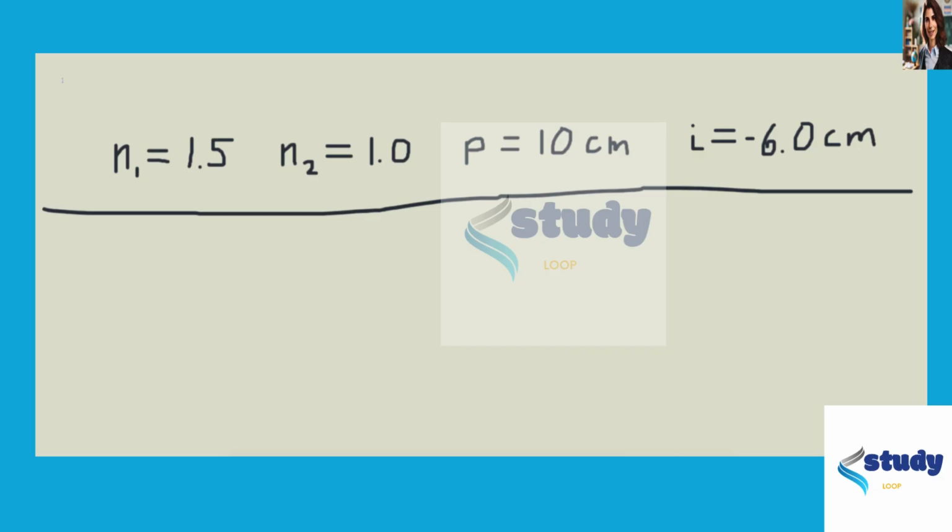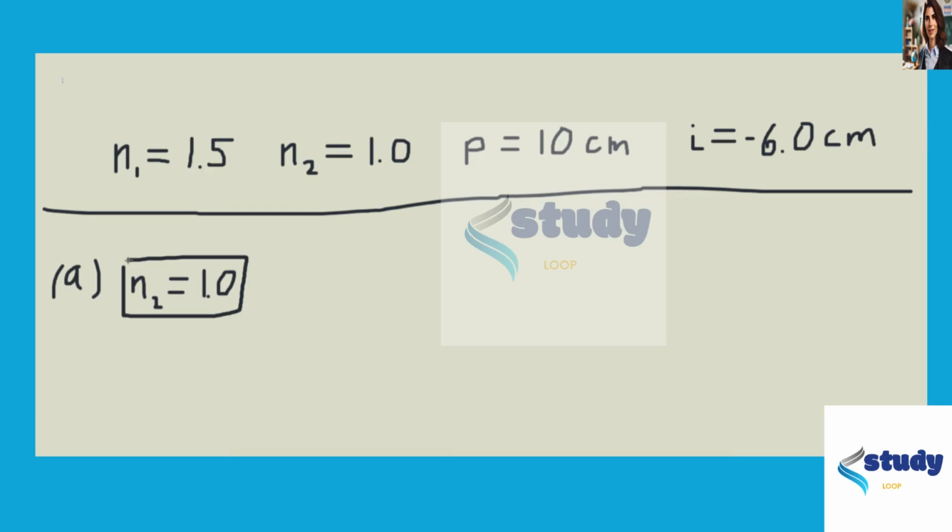So from the beginning, for this situation, we know that n1 is equal to 1.5, n2 is equal to 1, the distance to the object, p, is 10 centimeters, and the distance to the image, i, is equal to negative 6 centimeters, and it's negative because it's on the same side as the object, p. So for part A, it says what is the index of refraction of the second medium, and that was given in the problem. We know that from the get-go, so we can simply say that n2 is equal to 1.0.